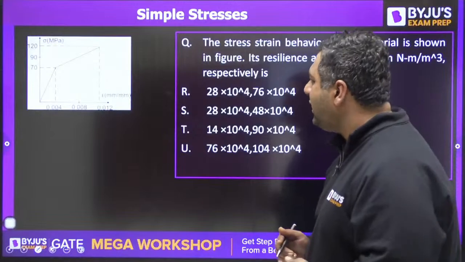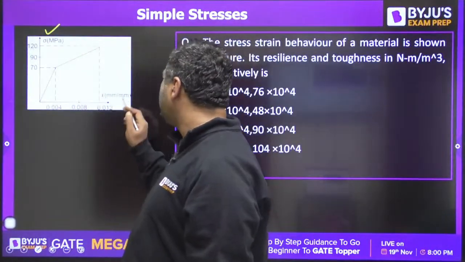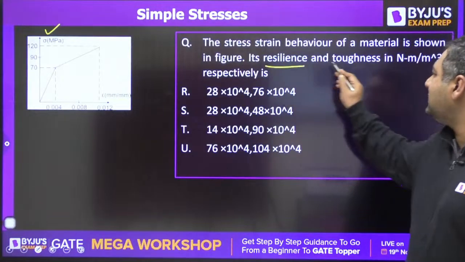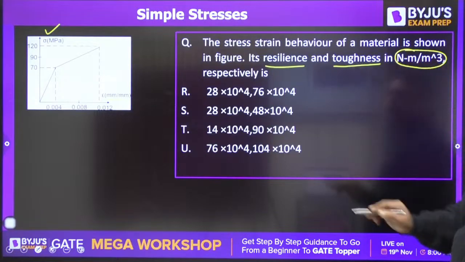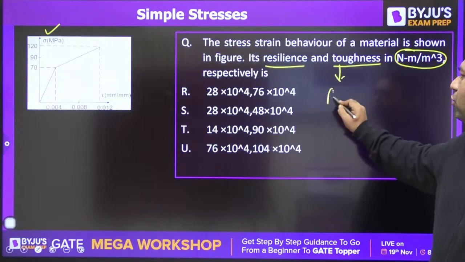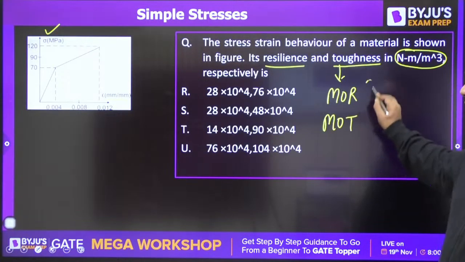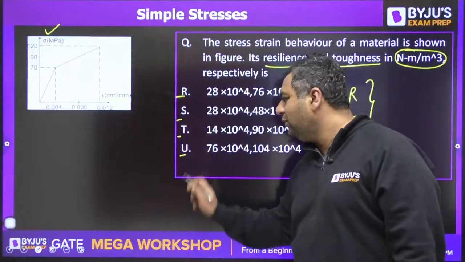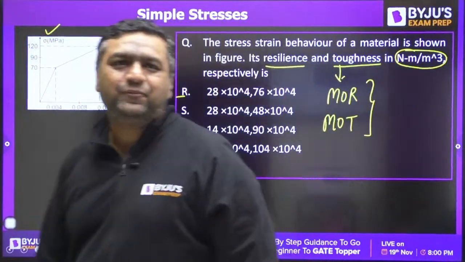This is the question from the stress strain diagram now. We have a diagram in which stress and strain are mentioned, and they are asking you the resilience and toughness. But the units are Newton meter per meter cube. So in other words, they are asking you modulus of resilience and modulus of toughness. Just try to solve it. Here the options are R, S, T, U, so don't get confused by that. Solve it, guys.